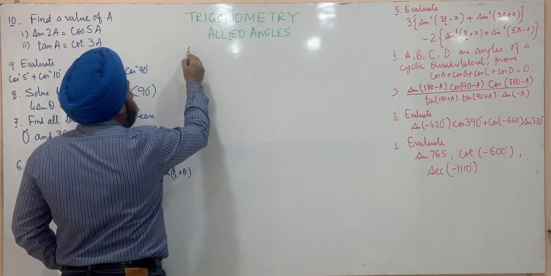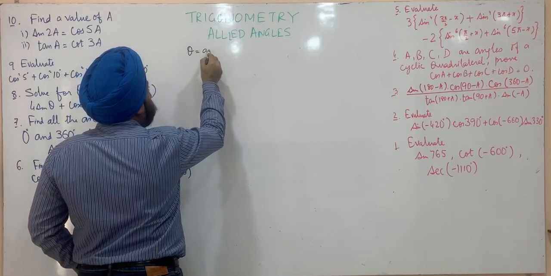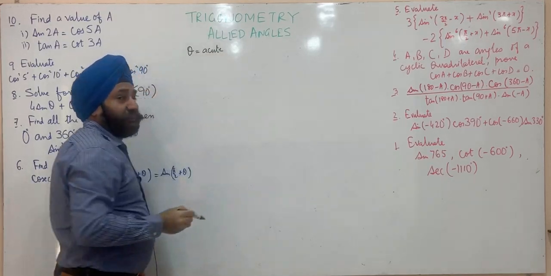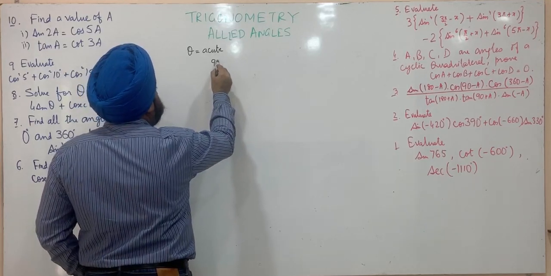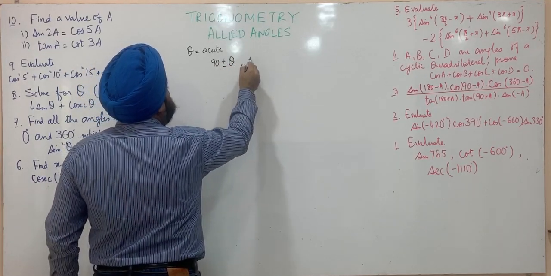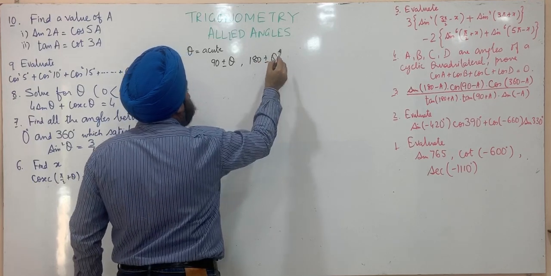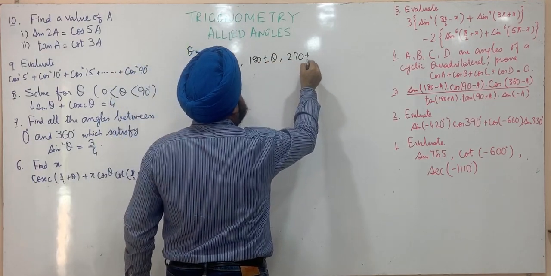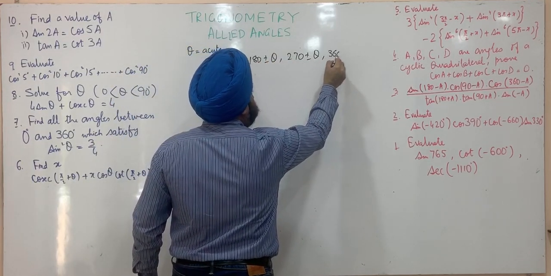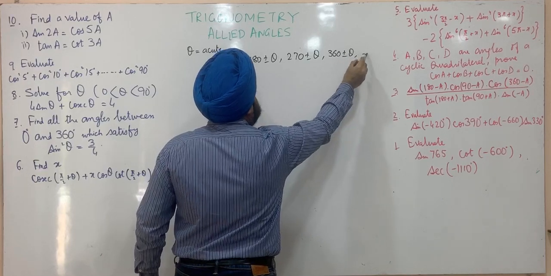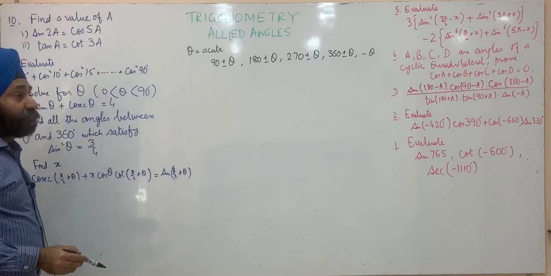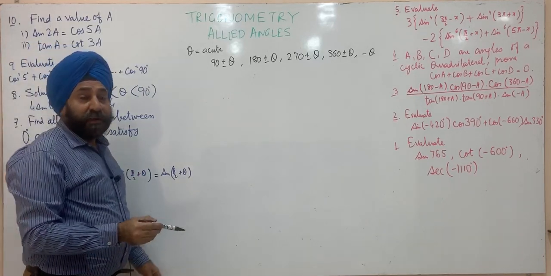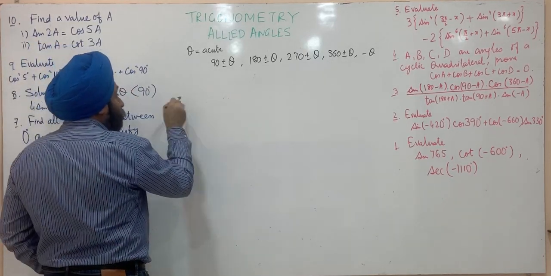If we have an angle theta, let us say it's an acute angle for the sake of discussion only, then these angles, 90 plus minus theta, 180 plus minus theta, 270 plus minus theta, 360 plus minus theta and minus theta, these are allied angles of angle theta. These are related in a way. So, what is the relation we observe?